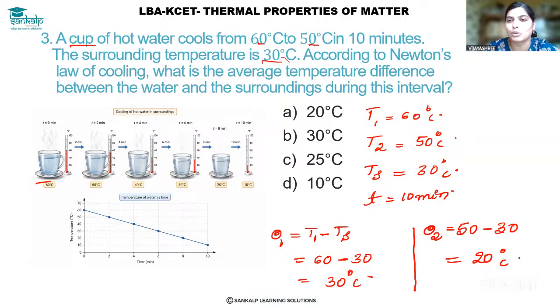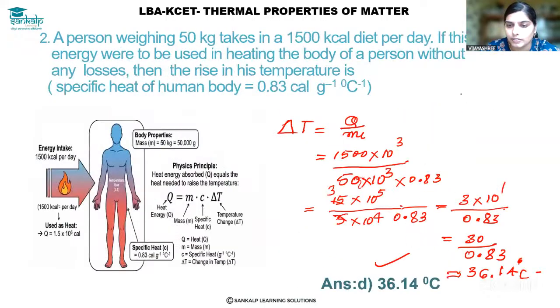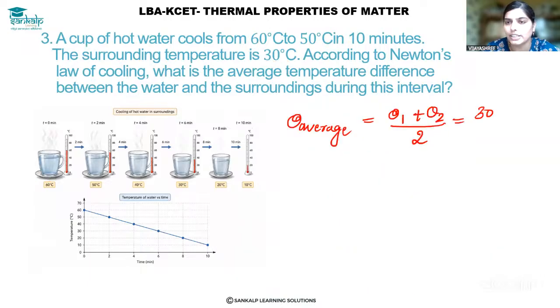So now we will calculate the average temperature. Average temperature, theta average, is equal to theta 1 plus theta 2 divided by 2. Theta 1 is 30 degrees Celsius. Theta 2 is 20 degrees Celsius. 30 plus 20 divided by 2, which is equal to 50 by 2, which is equal to 25 degrees Celsius.